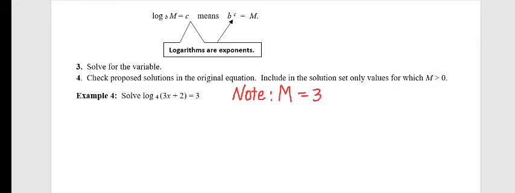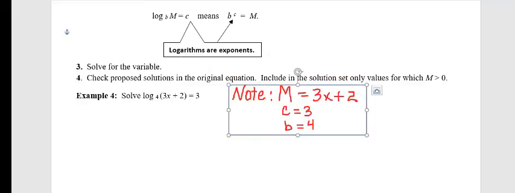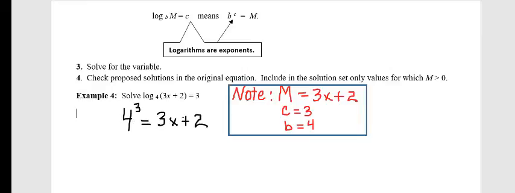So let's look at our first problem. Base 4 log of the sum 3x plus 2 equals 3. So notice our m is 3x plus 2, our c is 3, our b is 4. So once we are able to get this in this form, we'll be able to solve for the variable. So our base is 4, our c is our exponent, and that's 3, and our m is 3x plus 2. So 4 to the third equals 3x plus 2.